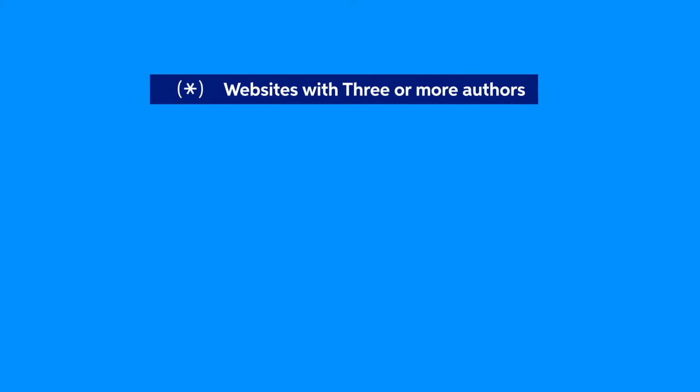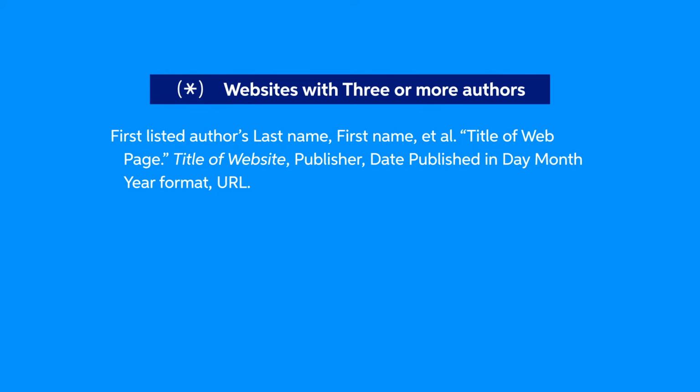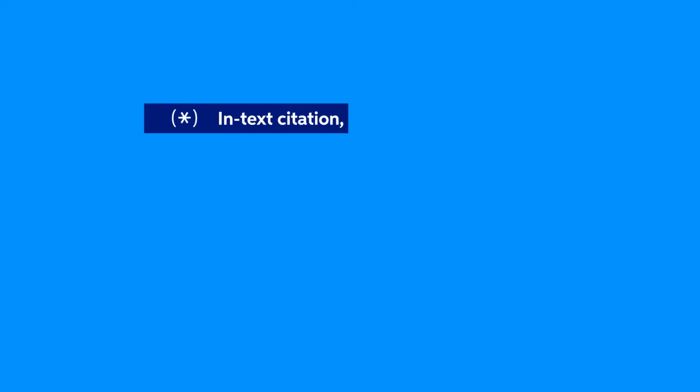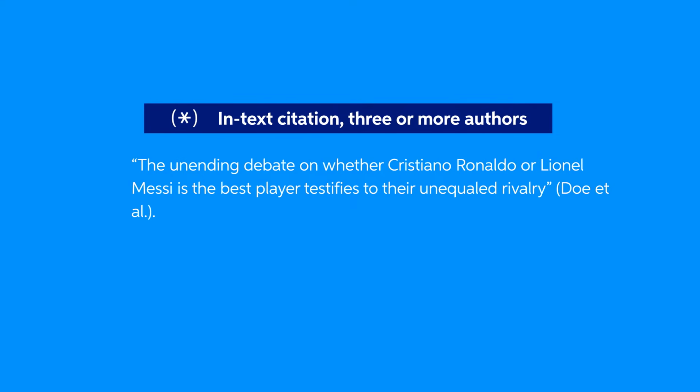For a source with three or more authors, the first name is listed in reverse order and is followed by a comma and et al. Et al. is the abbreviation for et alia, a gender-neutral Latin phrase meaning and others. The in-text citation for a website with three or more authors should contain only the first author's last name, followed by et al.